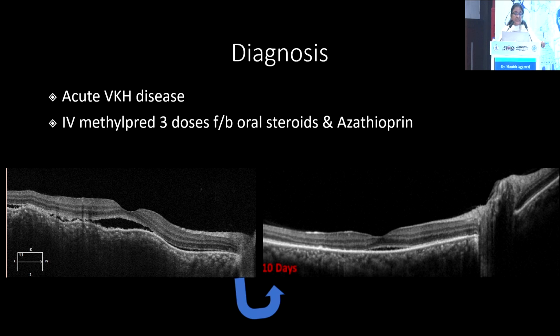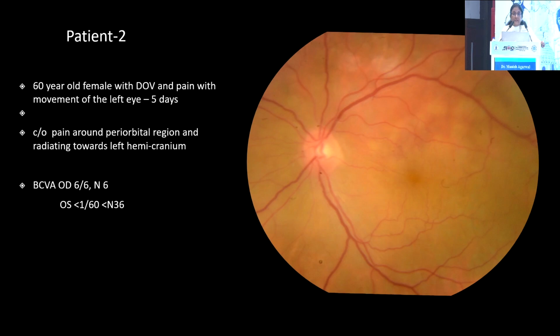So this patient is actually having acute VKH and treated with IVMP followed by oral steroids and immunosuppression, and she is seen to be responding extremely well in as short a time as a week. This is another lady, a 60-year-old female patient with pain and diminution of vision in the left eye.